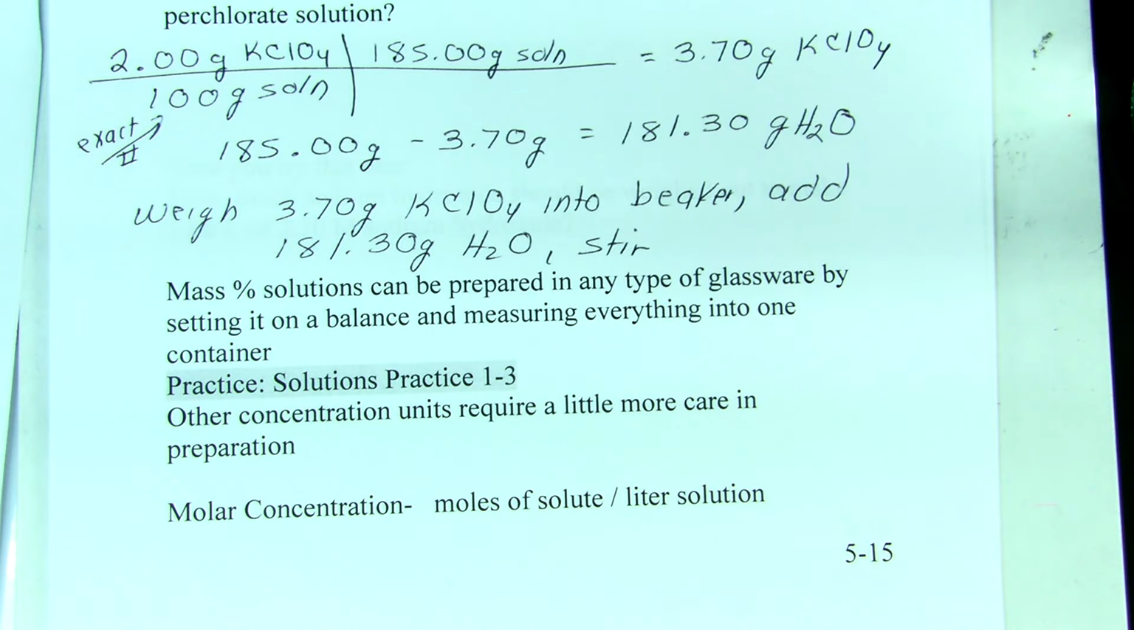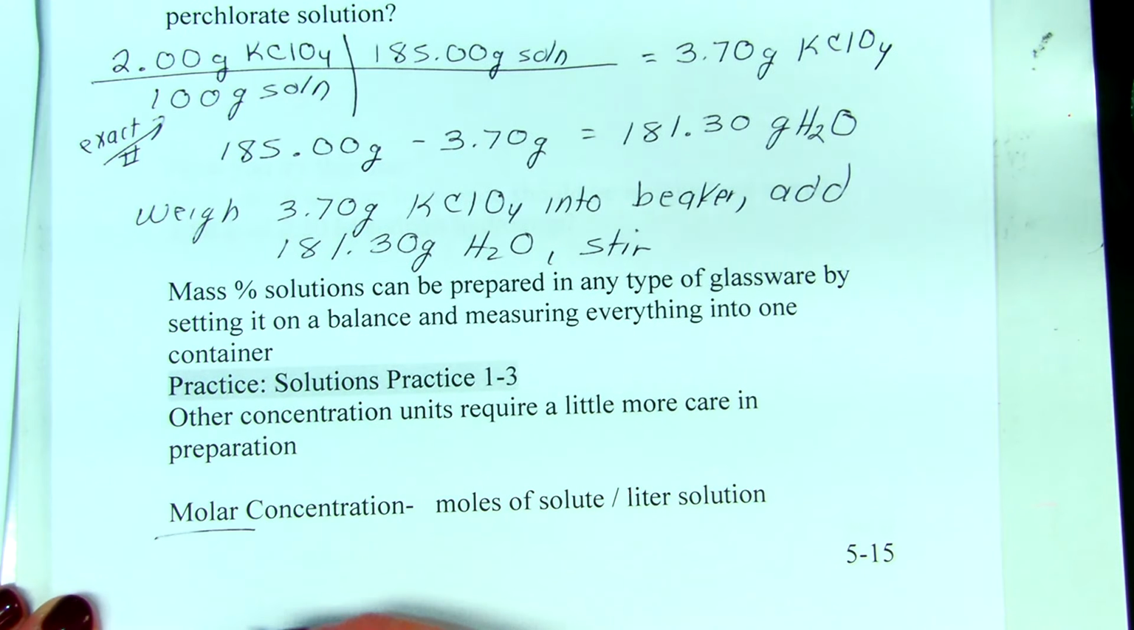Okay, so mass percent can be prepared in any kind of glassware. We've been saying use a beaker. We can just set it on a balance and measure everything into one container by mass. But the solution concentration unit we're going to talk about next requires a little more care in preparation and some special glassware. And this is when we talk about molar concentration.